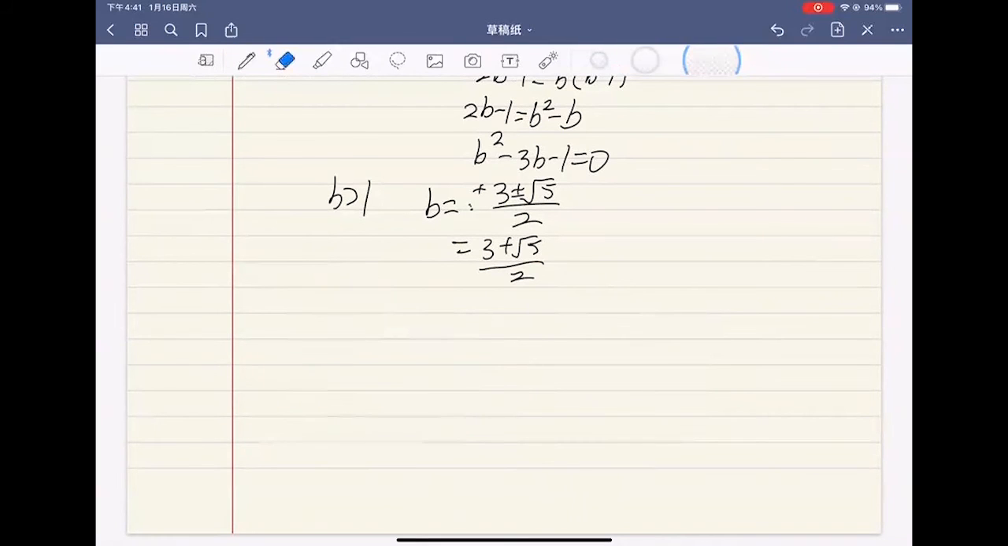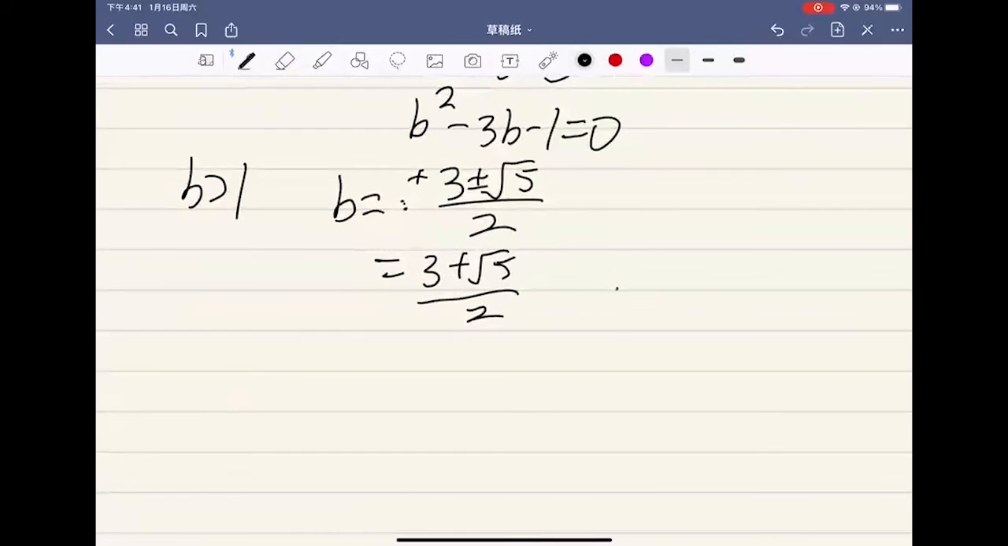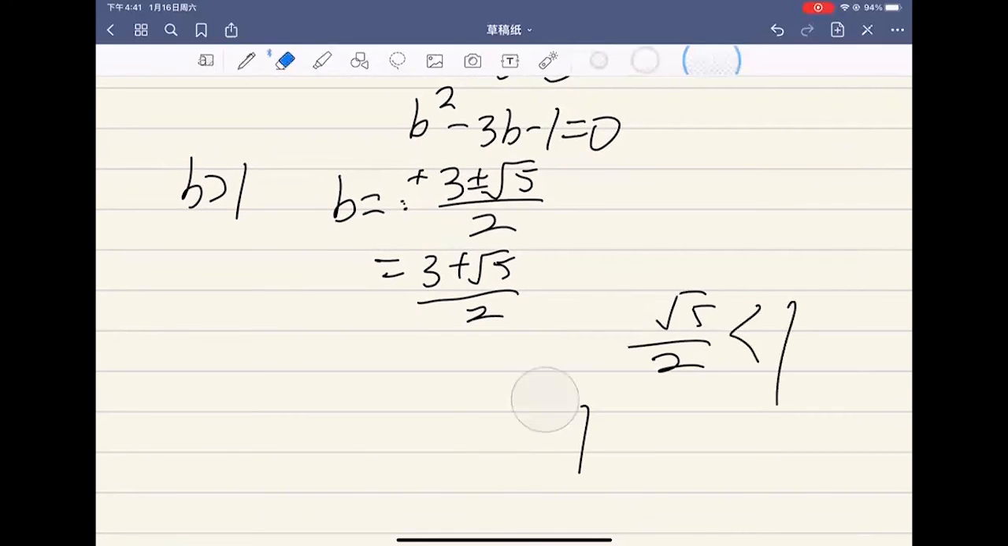So that's how we get it. The reason we don't have a 3 minus root 5 divided by 2 is because b is greater than 1, and this one is less than 1. So b cannot be this one.